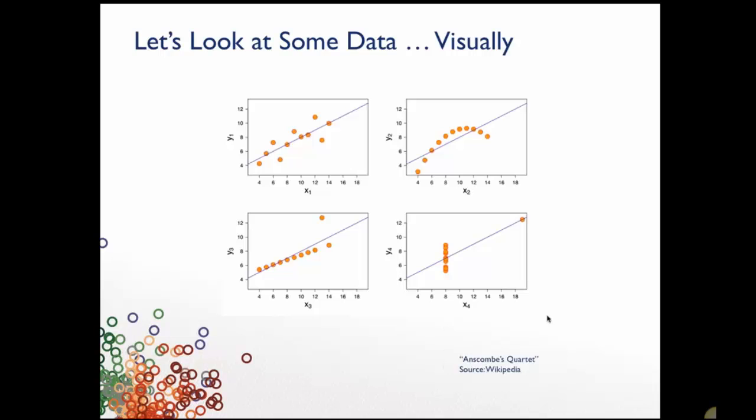And for those of you wondering, this data set is called Anscombe's Quartet. I have a lot of people who are like, where did you get that data set? I've been trying to come up with a data set like that. You can find it on Wikipedia or Google or anywhere else.